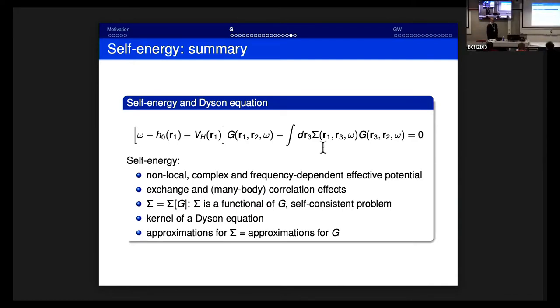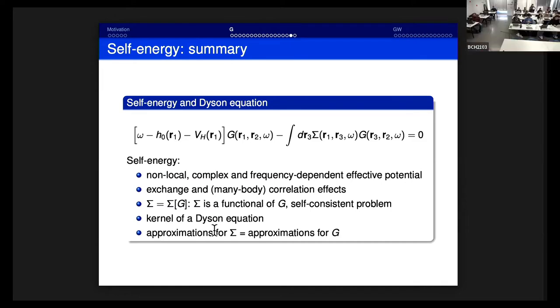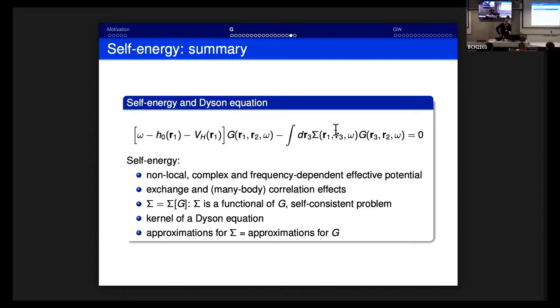Indeed, the GW approximation is the name of an approximation for the self-energy in terms of the Green's function, G, and W. Yesterday, we discussed G, and you already realized that we are halfway to the GW approximation. Now, today, we have to discuss W. And any approximation to the self-energy is an approximation to the Green's function. And yesterday we discussed why it's an advantage to approximate the self-energy instead of approximating directly the Green's function.